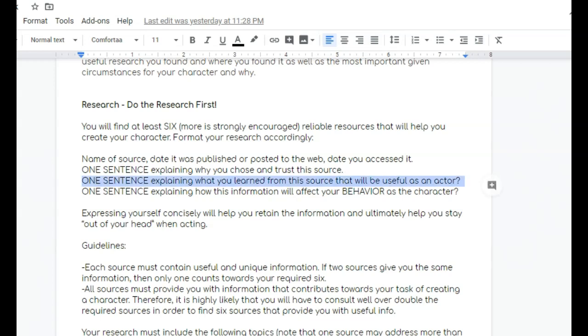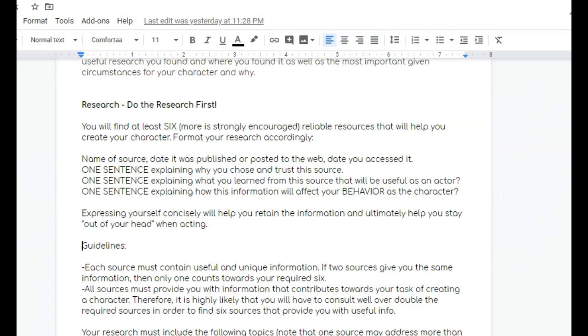1 sentence explaining what did you learn that will be useful as an actor. If you can't answer that will be useful as an actor, then you should go on to another source. 6 sources is not a bunch of research for a character, even if it's just a monologue. And then you're going to give me 1 sentence explaining how this information will affect your behavior as an actor. Not just, oh, it was cool, oh, that was neat to know. How will it affect your behavior as the character? So that's what you do for 6 sources.